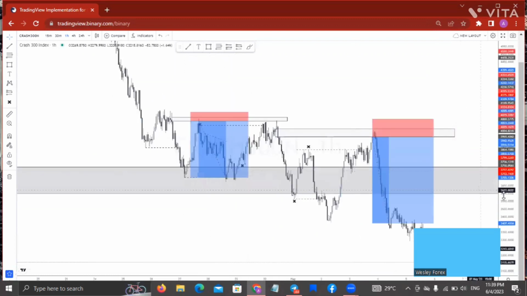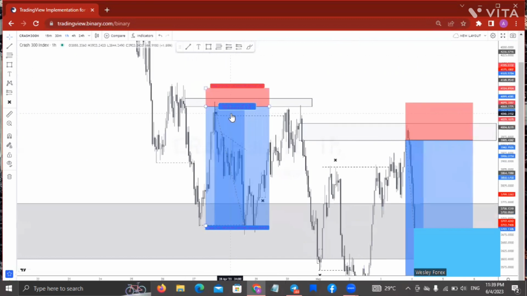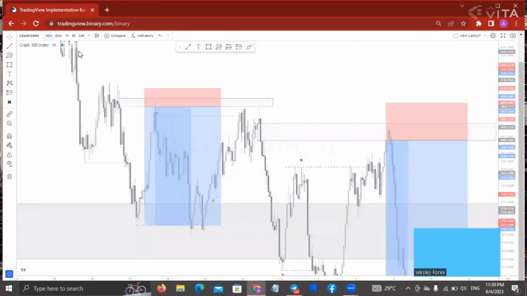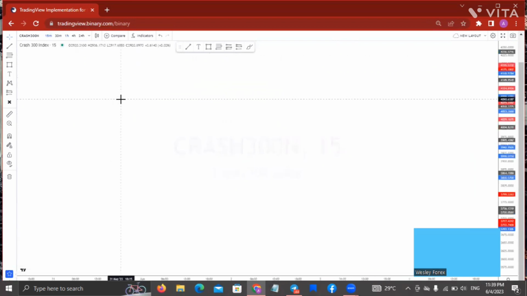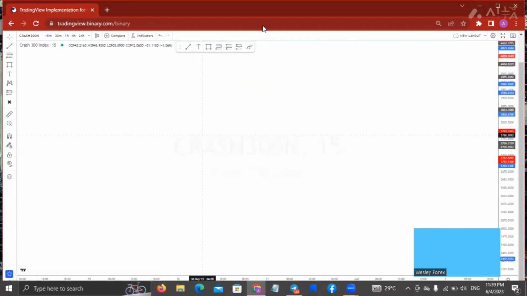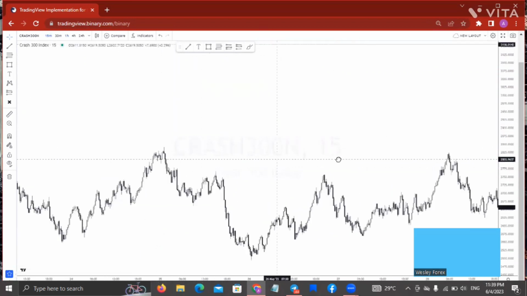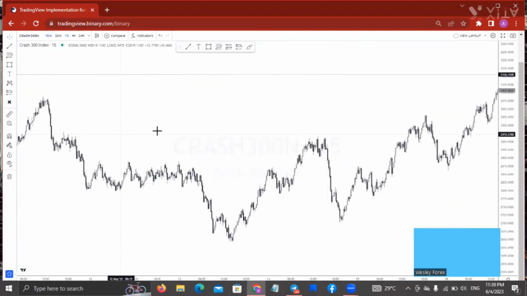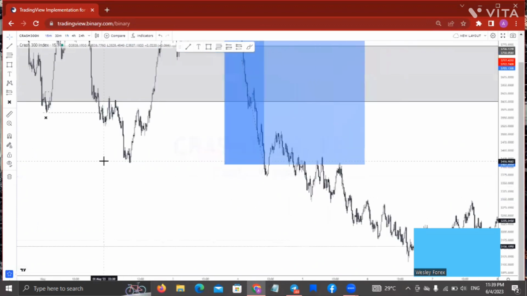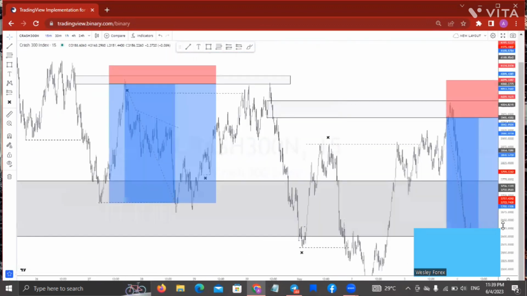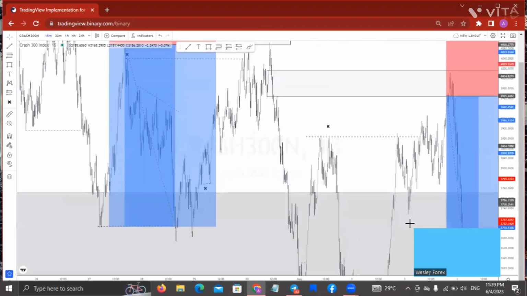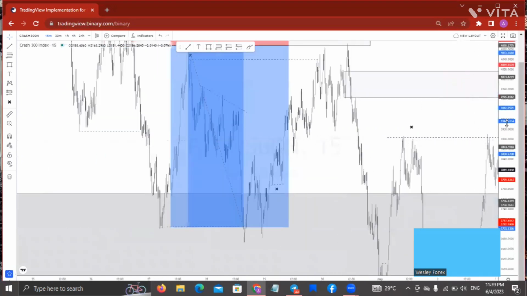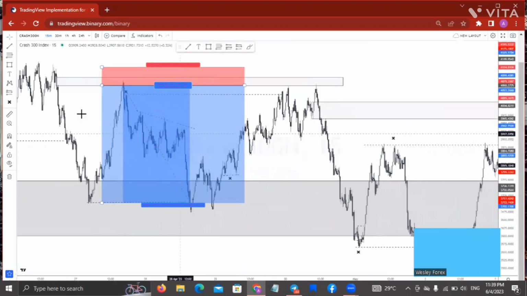Now, if you look around this zone, let me go down to my M15 for a clearer explanation. Give me a second to scroll to my charts. Now, on the M15, you are going to have this structure right here.